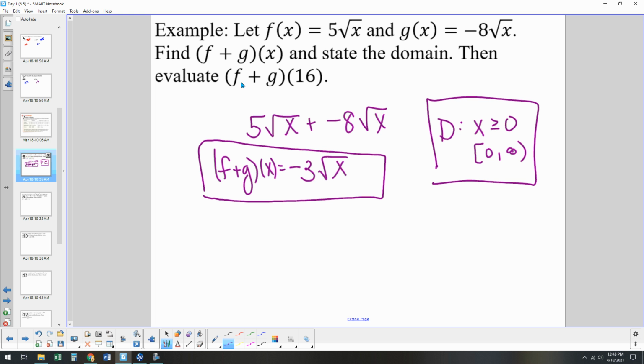Now we'll evaluate f plus g of 16, which really just means I'm plugging in 16 for x here. So that's going to be negative 3 times the square root of 16. The square root of 16 is 4, so we get negative 12 for f plus g of 16.